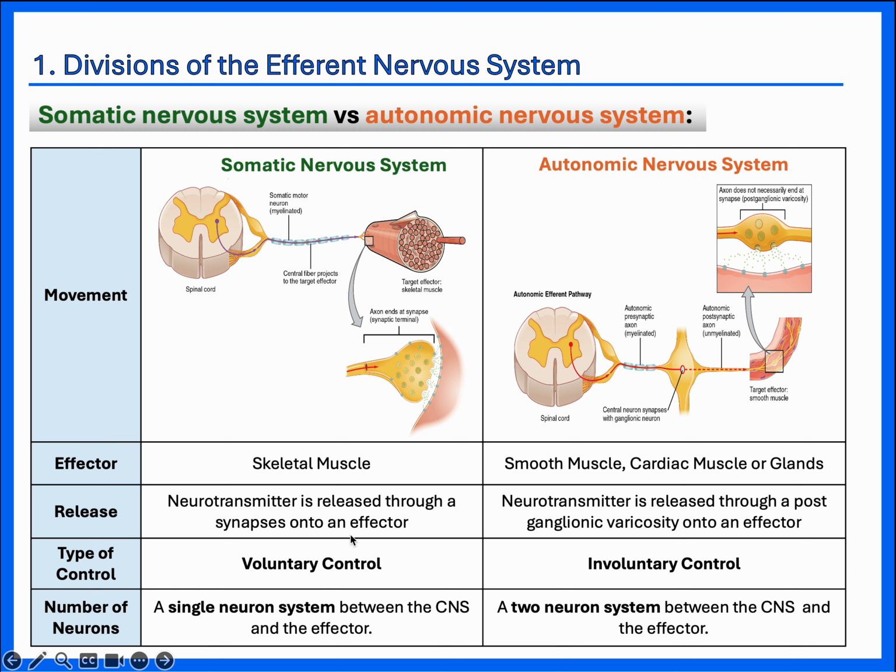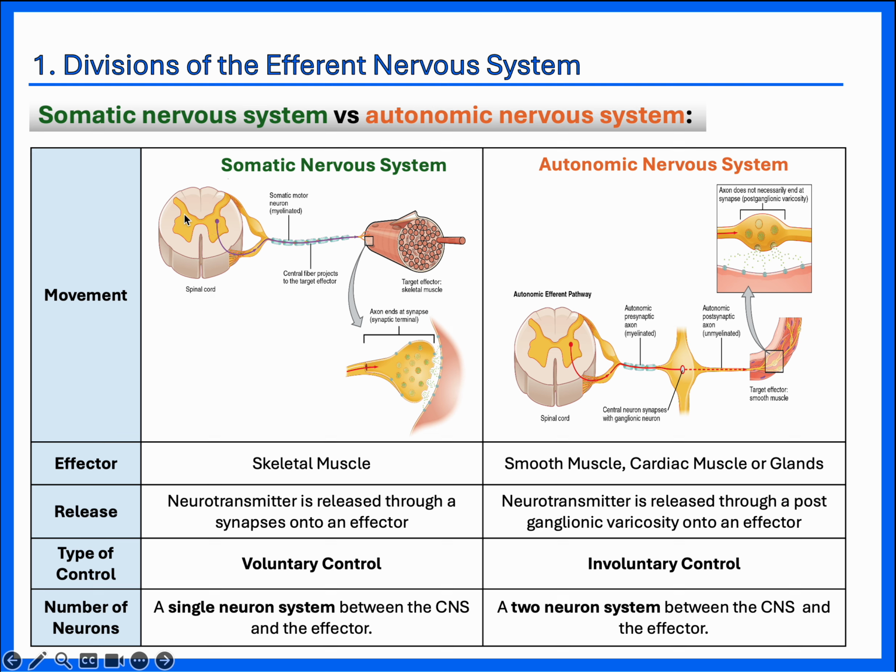Then the type of control over here, this is voluntary, right? Somatic, this is a skeletal muscle. You are in control of the muscles on your skeleton. Whereas here, the autonomic nervous system, this is an involuntary control. You're not in control of these muscles, these smooth muscles that are contracting. This is involuntary, okay?